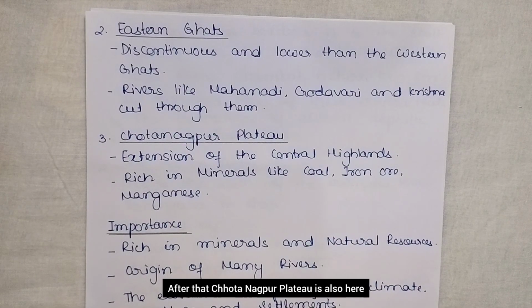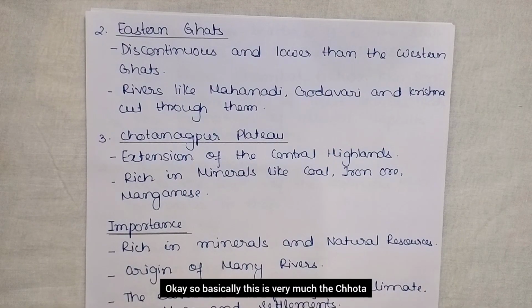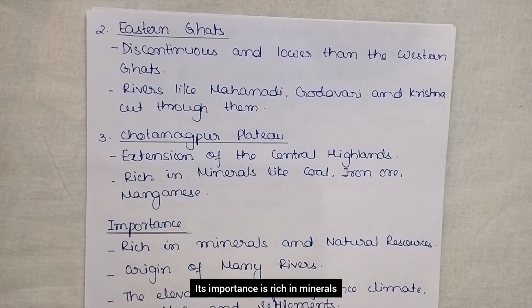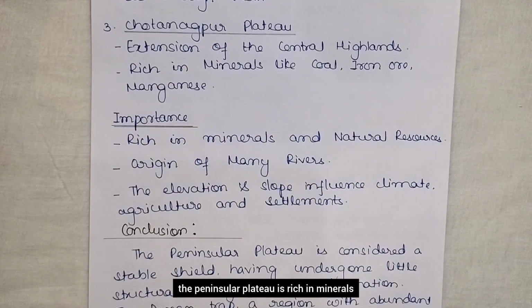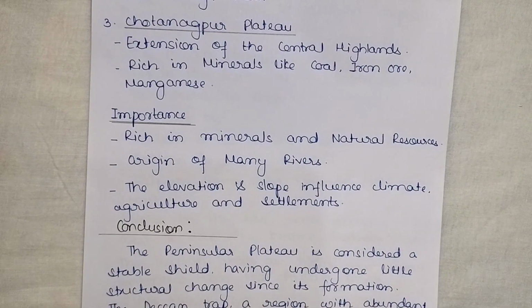The Chota Nagpur Plateau is also here, which is an extension of the Central Highland. This plateau is rich in minerals like coal, iron ore and manganese. Its importance is that the Peninsular Plateau is rich in minerals and natural resources, and it is also the origin of many rivers. The elevation and slope influence the climate, agriculture and settlement of the people.